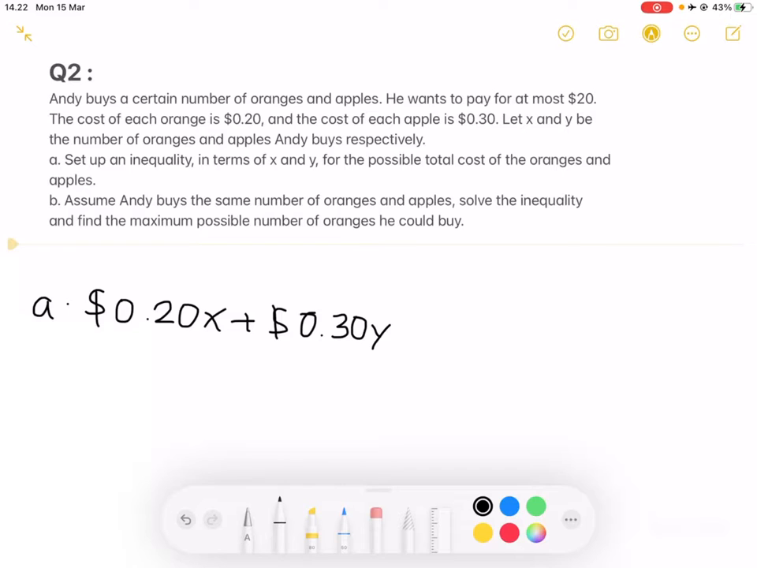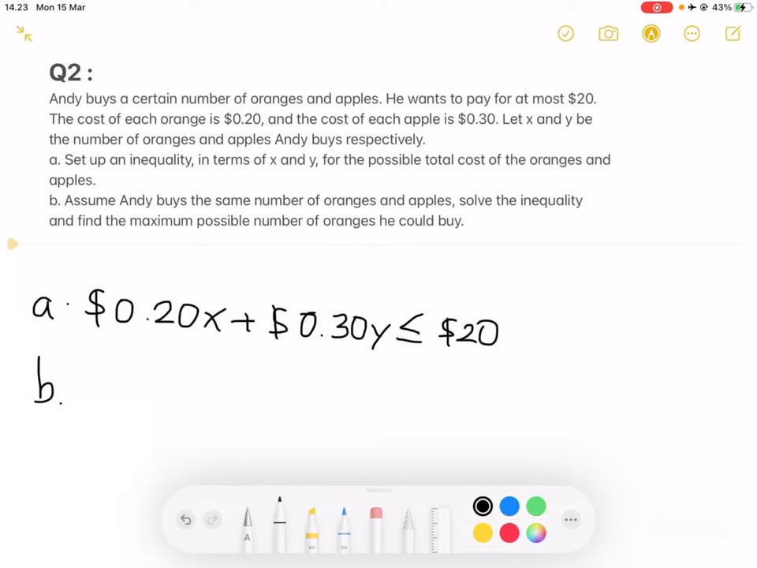And the keyword here is "at most". At most means it could be exactly $20, it could be less than $20, but it can never be greater than $20. So the correct inequality sign for this problem is the less than or equal to sign. And here we have $20. Alright, so that's the inequality setup.